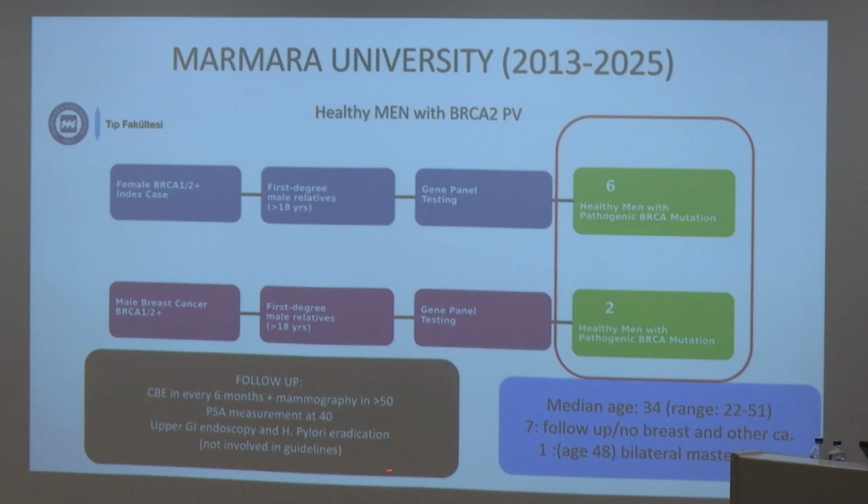And this is very new data. We know that if a man has a BRCA2 mutation, and if there is Helicobacter pylori infection in the stomach, there is 5 times more risk of getting stomach cancer. So we always do upper GI endoscopy and eradicate the H. pylori infection in men with these BRCA2 mutations.